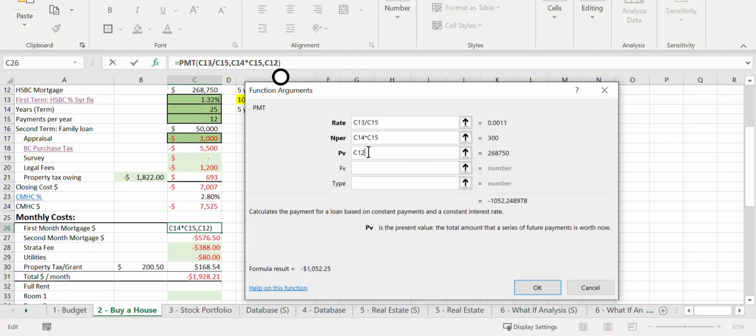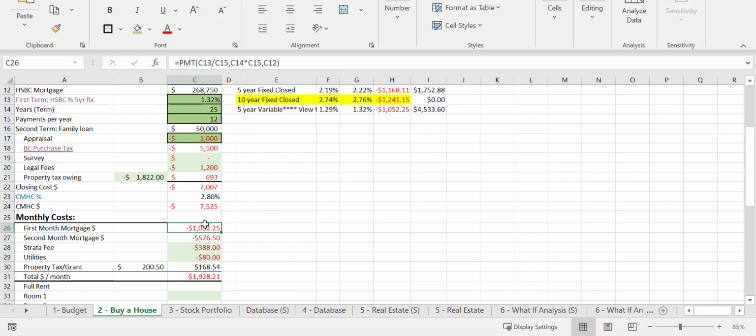All right, and then finally, the last one is the present value. What is the present value of how much you're trying to borrow? What's the amount? And you can see here my HSBC bank mortgage would be $268,750, and I'm done. It tells me down here, before I push OK, what the answer is going to be. So I'm going to have to pay $1,052.25. And sure enough, that's what it comes up with right there. That's for my first mortgage.